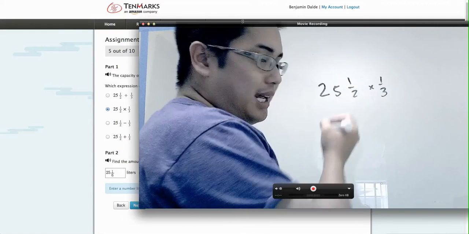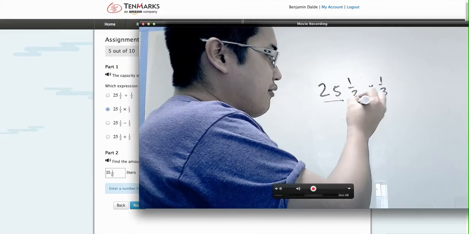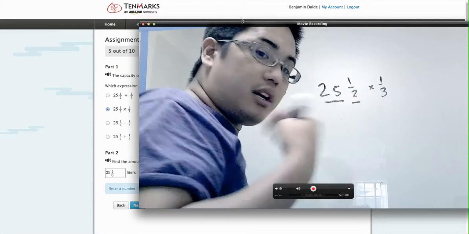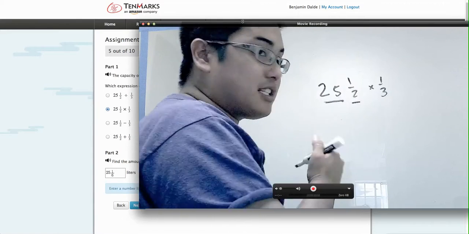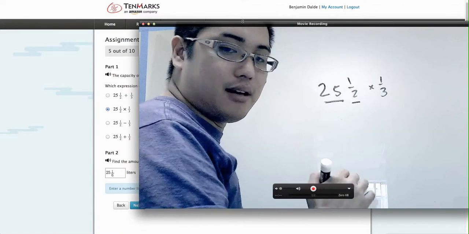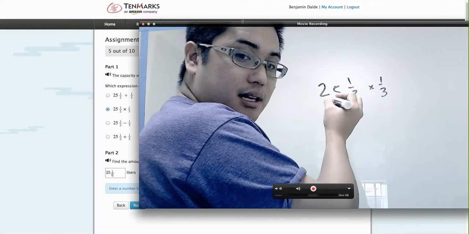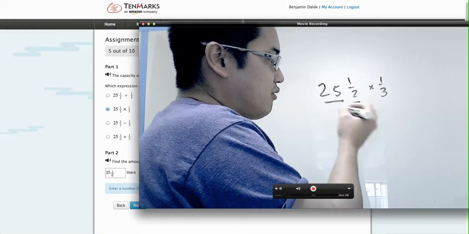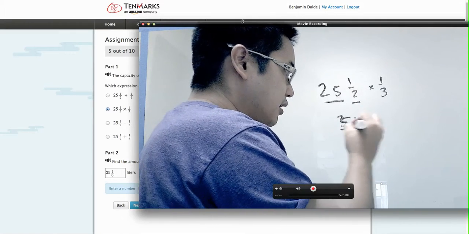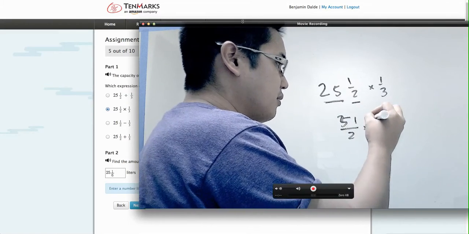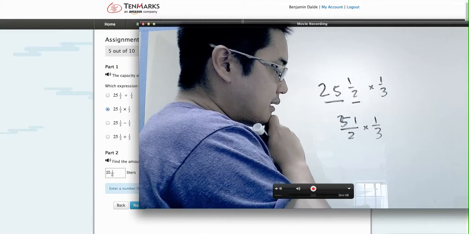This right here is called an improper fraction. It's a fraction that has both a number and a fraction associated with it. I want to change it into a proper fraction, which means just a numerator and denominator and nothing else. In order to do that, I multiply these numbers together, and I get 25 times 2, which is 50. Add that 1, and I get 51 over 2 times 1/3. Yeah, I guess that's the best way to do it.